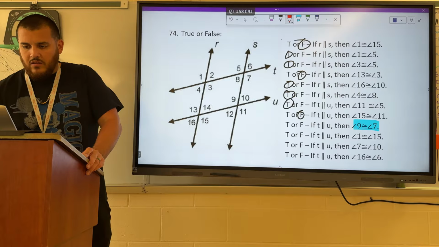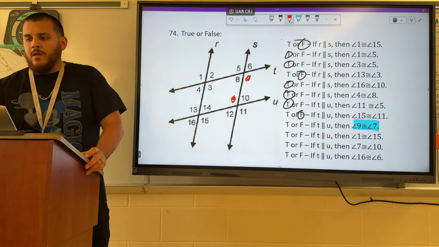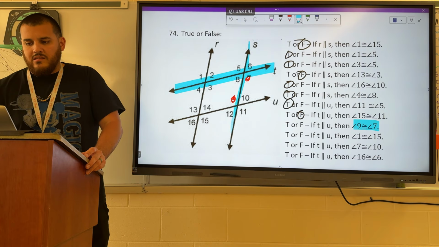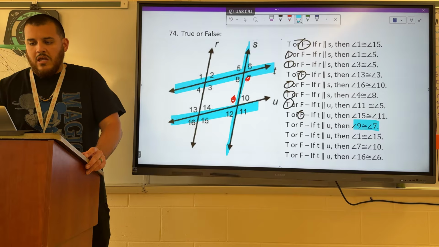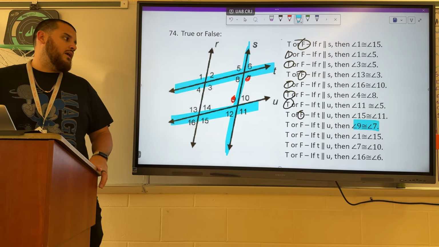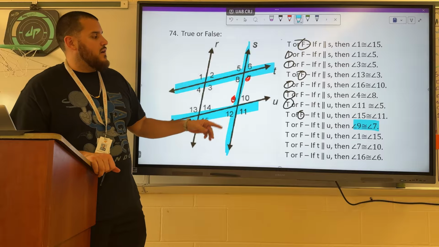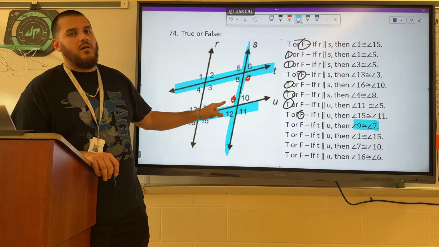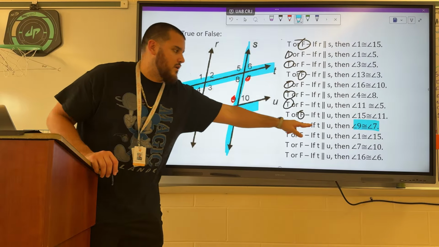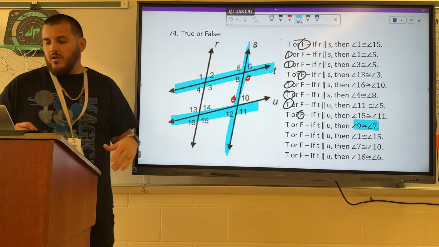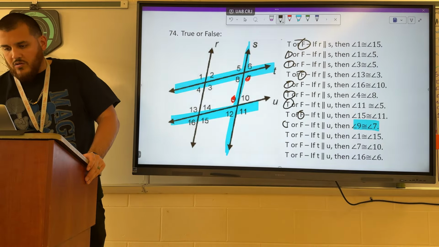In our next statement, we have angle 9 congruent to angle 7. Here is angle 9, here is angle 7. Those are created by T and S for angle 7, U and S for angle 9. And we do have the relevant lines here on this one. Those are alternate interior angles with T being parallel to U. They have to be congruent. That would be a true statement.